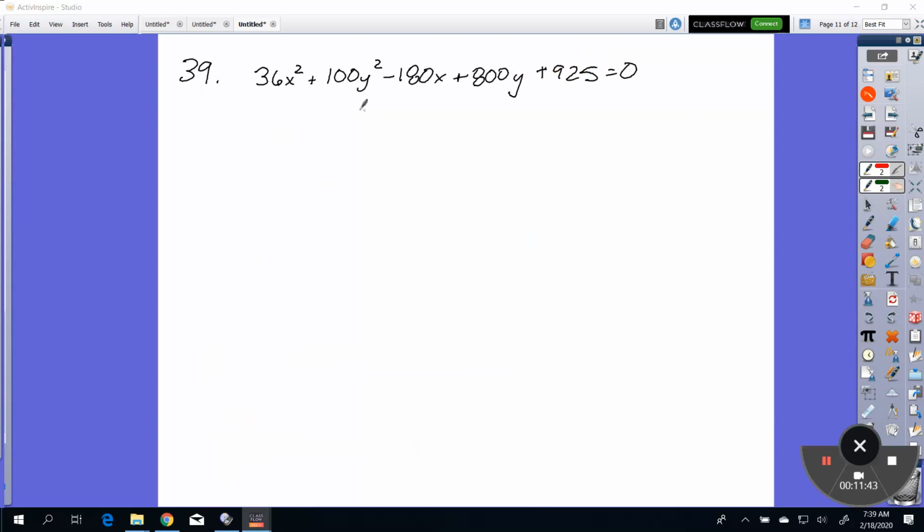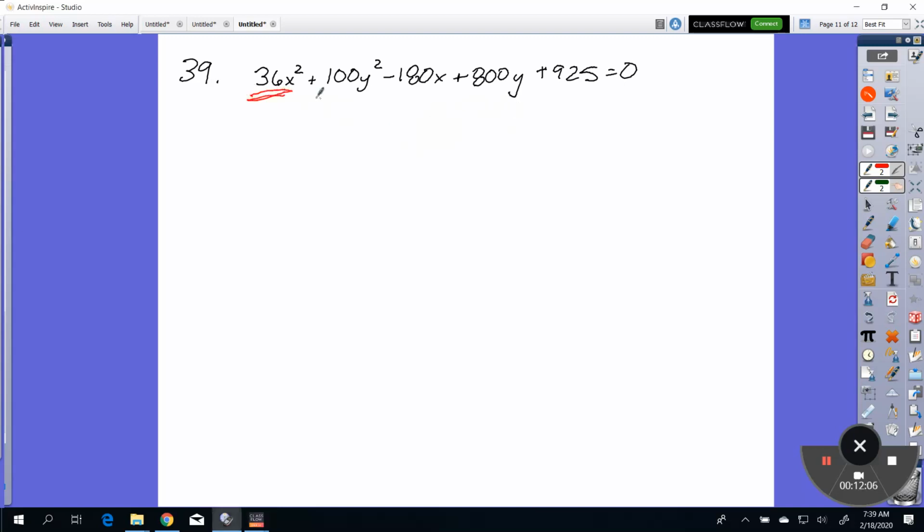So on this one, you're supposed to figure out what this is. So on the test, it just shows up. Tell me what kind of conic section it is, identify the vertex, and graph it, I believe is what it says.